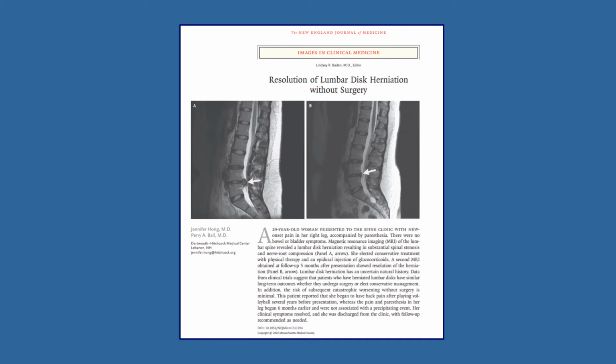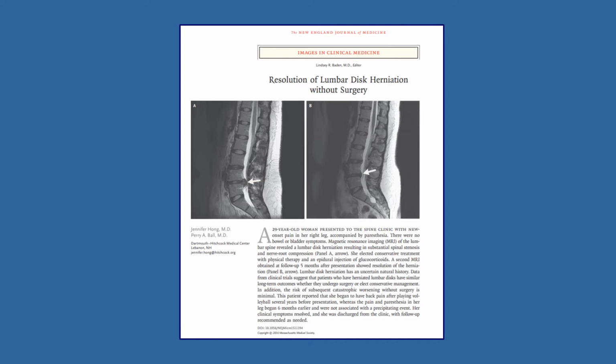And this is a paper that was published in New England Journal of Medicine that shows the case of a 29-year-old woman, volleyball player who had low back pain and radicular symptoms. And you can see her initial MRI on the left showing an extruded fragment at L5 or L4-5, and then 5 months later on the right you can see essentially complete resolution of the extruded disc.